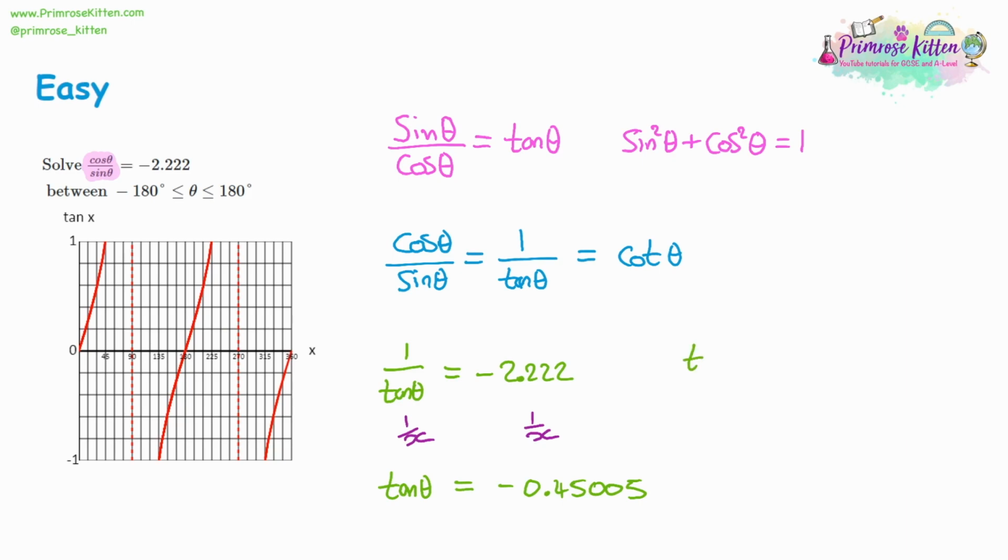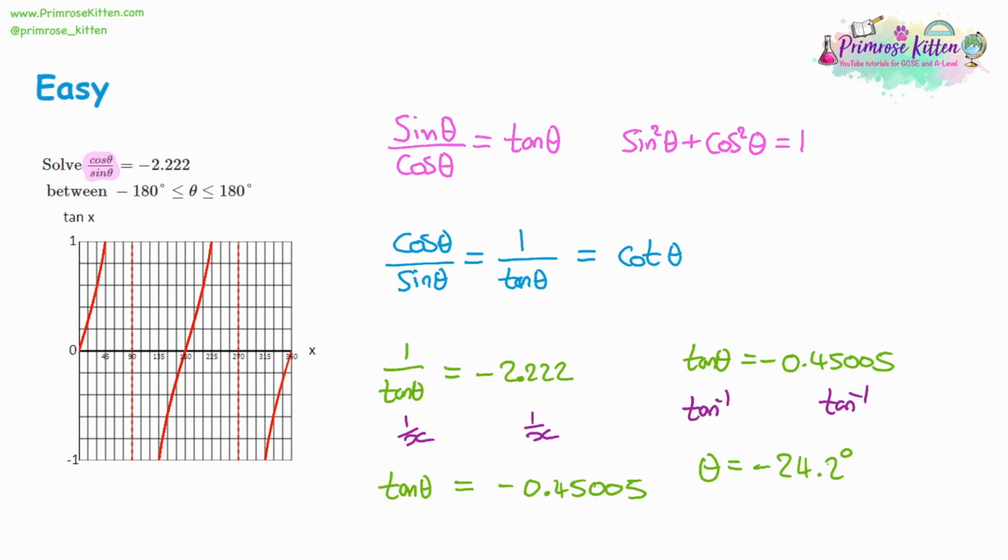So if we have tan theta is equal to negative 0.45005, to continue solving the equation, we'll do the inverse of tan to both sides to get theta on its own, because that's what we're trying to find. The inverse tan of negative 0.45005 is going to give us negative 24.2 degrees to 1 decimal place. So now we've solved the equation and we've got an answer.